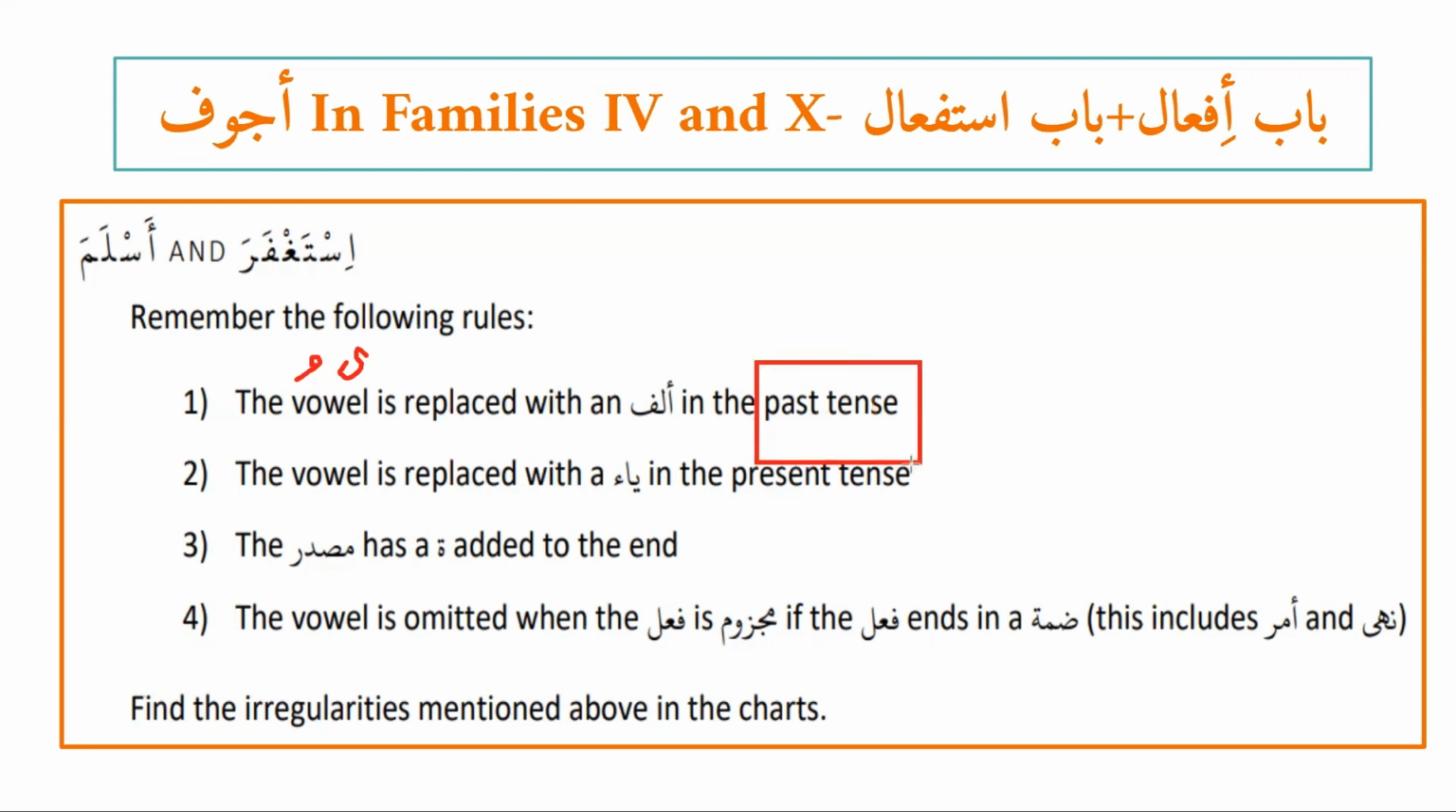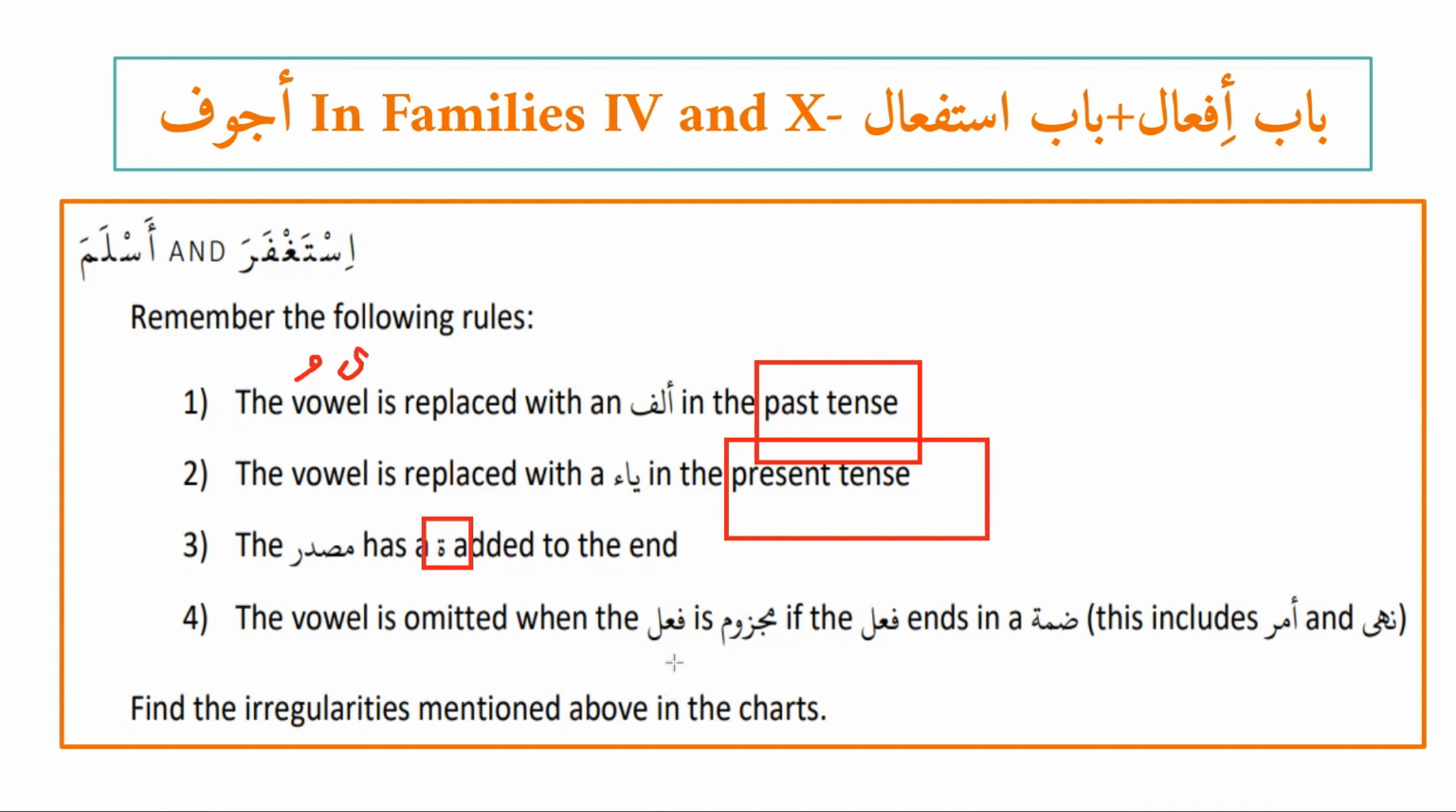In past tense, the ya or waw is replaced with an alif. So there is a replacement, and in past tense you will find alif in place of ya and waw, and in present tense you will find ya in place of ya and waw. So in present tense, the middle letter, either it is ya or waw, would be replaced by a ya. And both of these families have masdar ending in ta marbuta, so ta marbuta is added to the end. Okay.